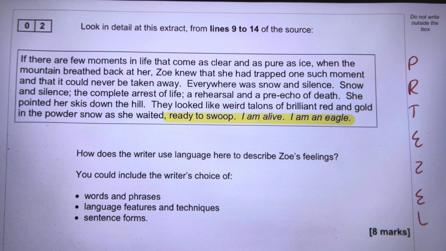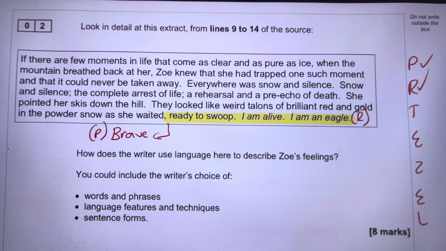Now remember, guys, we're doing pretzel. So this here is my reference. So I have now found my reference. Ready to swoop, I am alive, I am an eagle. From here, guys, I could infer that Zoe feels brave. And this will be my point in the paragraph.